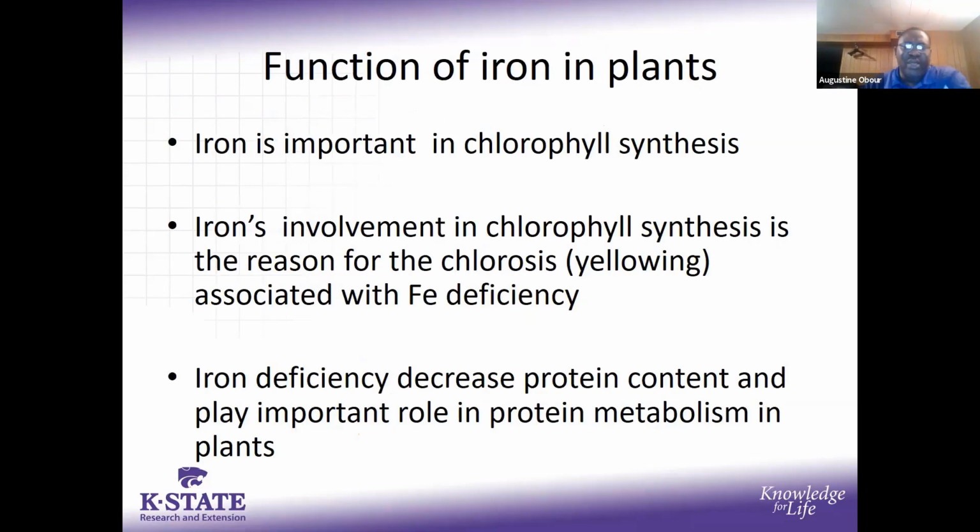So I'll talk a little bit about functions of iron in the plant. Iron is very important in chlorophyll synthesis. So that is why we tend to see yellowing of plants when we have iron deficiency in the soil. Iron is also very important in protein metabolism. So if you have iron deficiency, we tend to have decreased protein contents in plants.